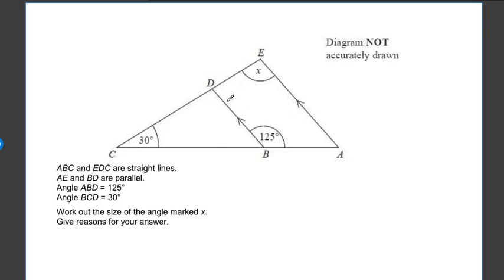So here we go. First thing that jumps out of the page. Parallel.